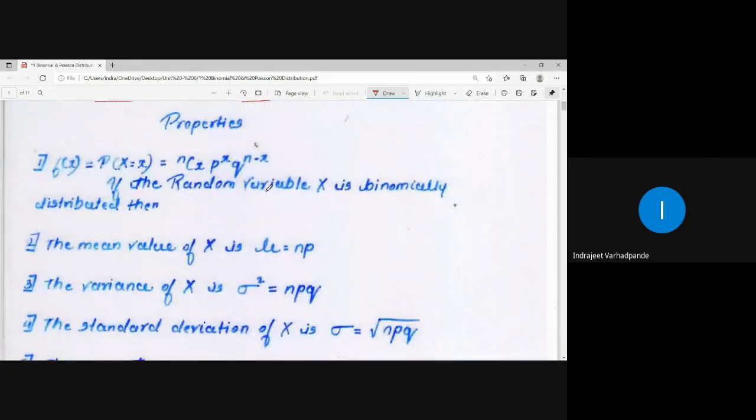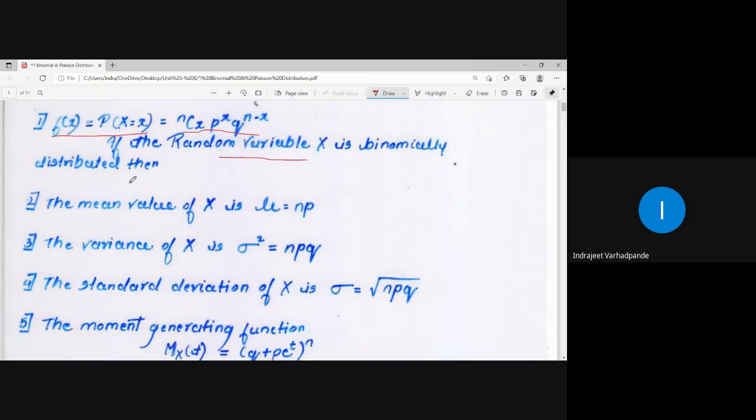Now, there are various properties related to the Bernoulli's or the binomial distribution. Just now, we have seen that f of x is probability at X equal to x, and it is given by nCx p to the power x into q to the power n minus x. If random variable x is binomially distributed, then the mean value of x, or the average, also called the expectation, is denoted by mu. Mu is equal to n into p. What is n? N is the number of trials. What is p? P is the probability of success. So the mean value, mu or expectation, is given by mu equal to n into p.